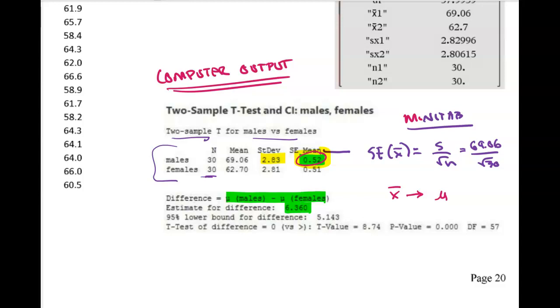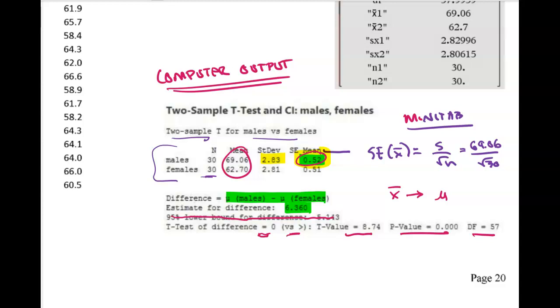That's just going to be the difference between these two means. Don't worry about the confidence interval. A t-test for the difference. The null is that it equals 0 against the alternate that it's greater than 0. Test statistic, p-value, degrees of freedom.